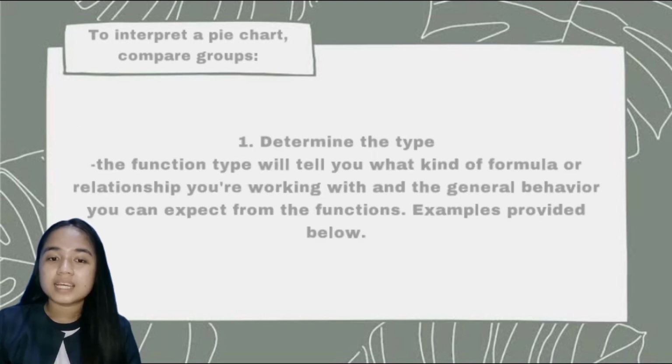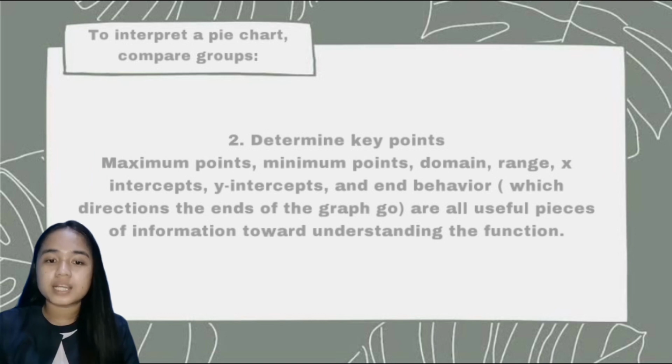Number 1. Determine the type of the function. Type will tell you what kind of formula or relationship you're working with, the general behavior you can expect from the function. Examples provided below. Number 2. Determine key points, maximum points, minimum points, domain, range, x-intercepts, y-intercepts, and end behavior. Which directions the ends of the graph go are all useful pieces of information toward understanding the function.